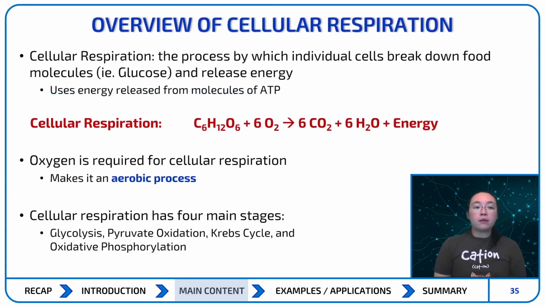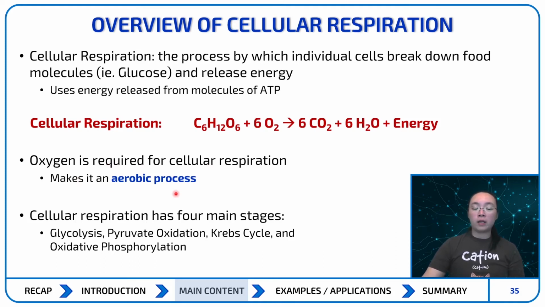Now, cellular respiration is the process by which individual cells break down food molecules like glucose and release energy. It uses the energy released to make molecules of ATP. It really looks like the opposite of photosynthesis, where you have carbon dioxide and water making oxygen and glucose. We take the glucose and the oxygen, and we make carbon dioxide and water and gain energy in the process. So oxygen is required for cellular respiration.